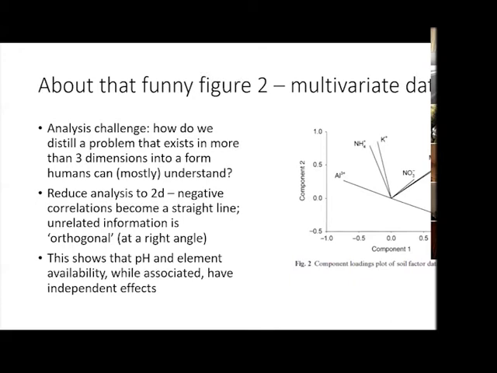They don't exist in some sort of hyper-dimensional space, but their ecological interactions are multi-dimensional. So many times, if we're trying to understand, in this case, we have many different nutrients and chemical characteristics of the soil that are influencing what trees we see. This is a multi-dimensional problem. It is a multivariate problem.